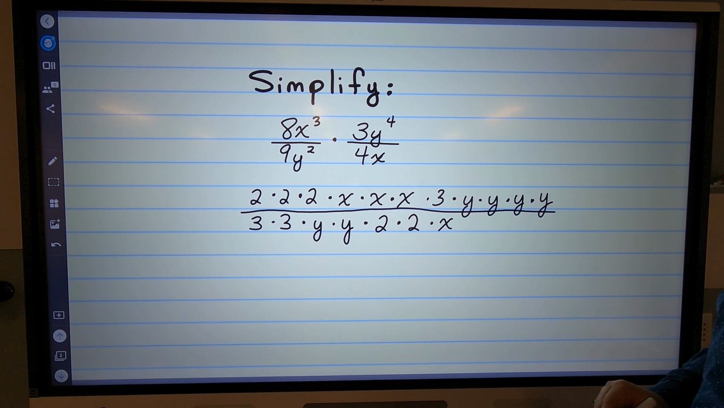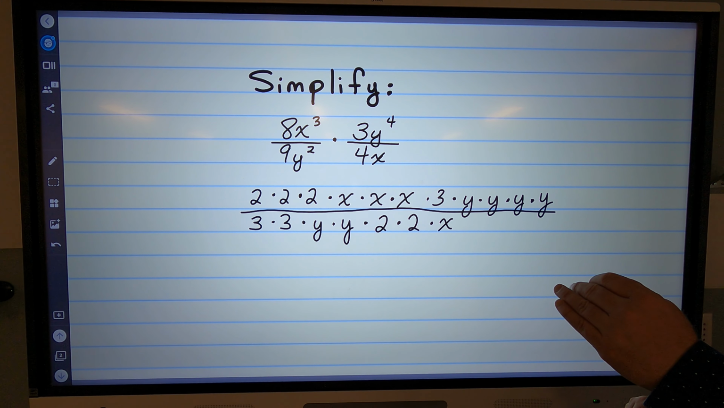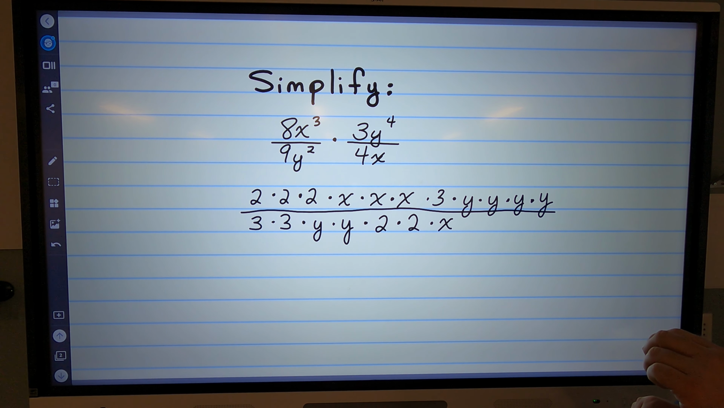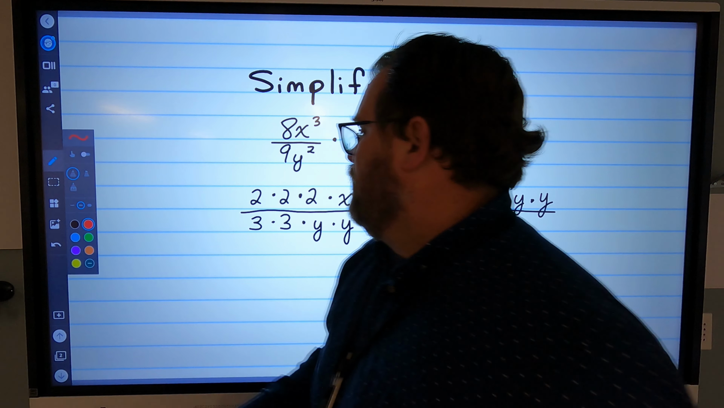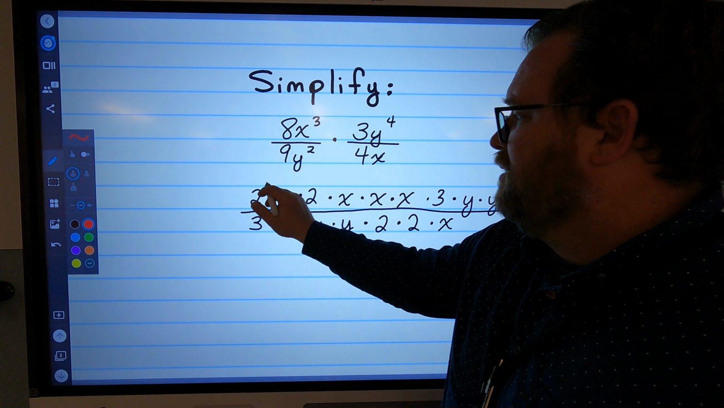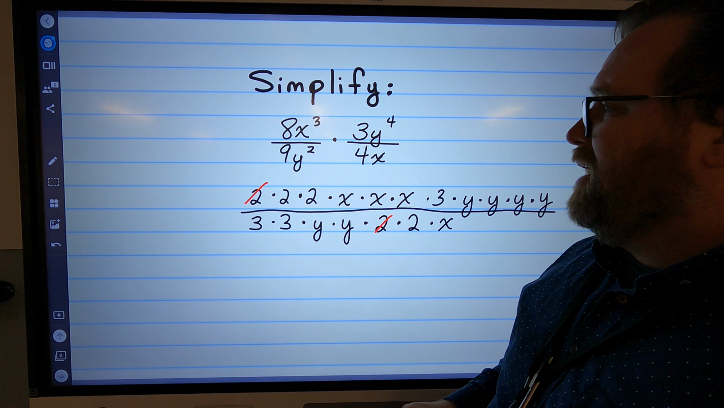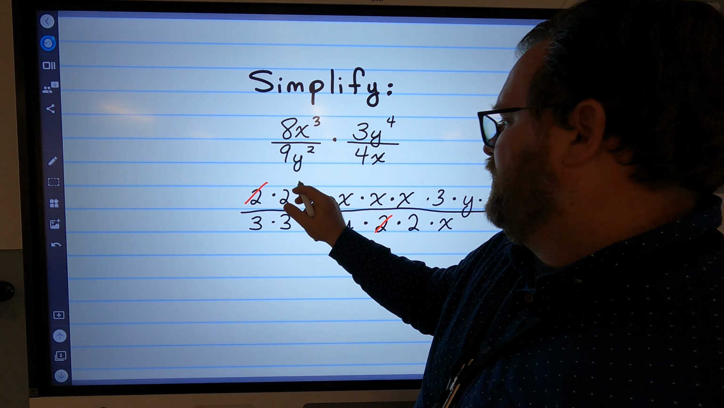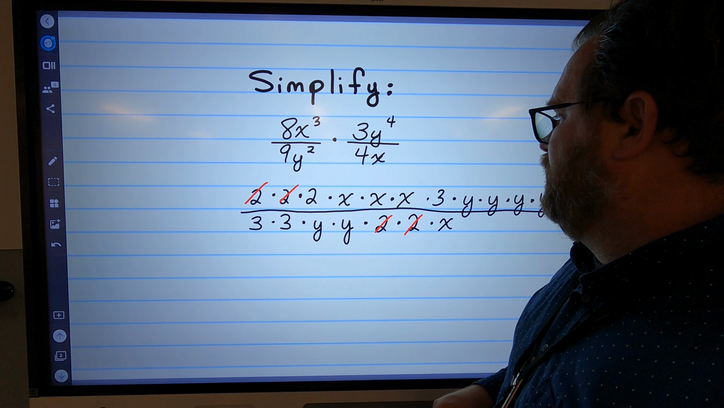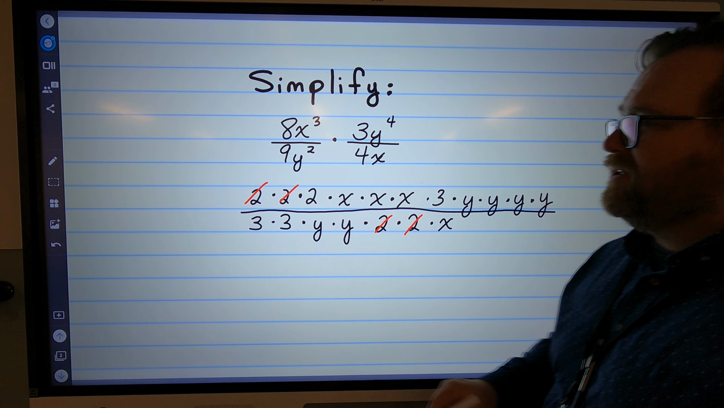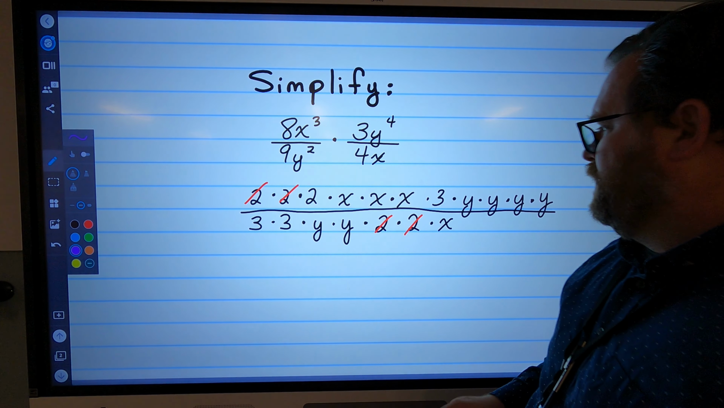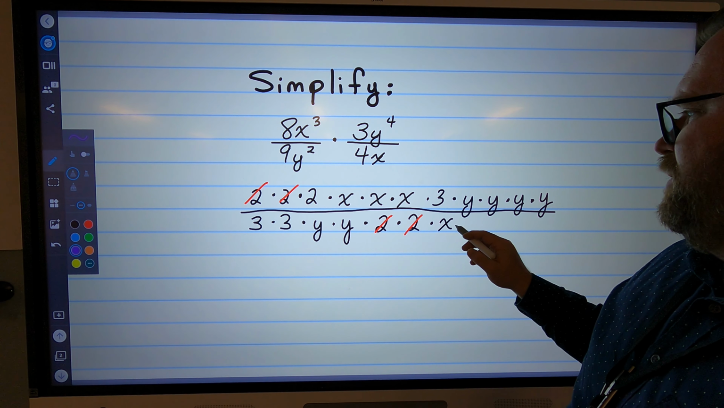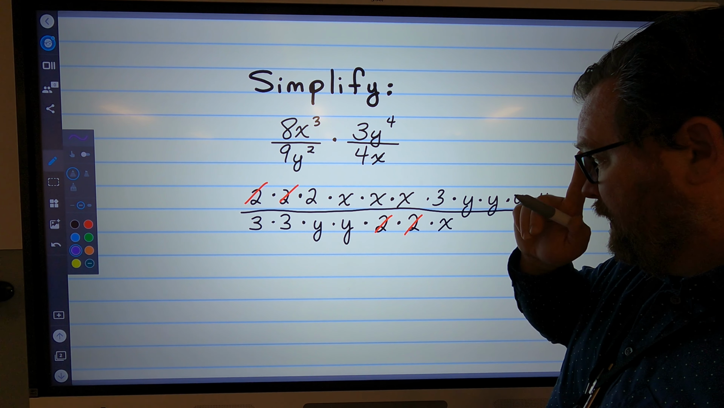Now, if we have something on both the top and the bottom, we can cancel that out, because if the same thing on the top is divided by the bottom, you just get 1. So for instance, we have a 2 here and a 2 here, so I'm just going to cancel those out. We have a 2 here and a 2 here, so I'm going to cancel those out. Let's change colors here. Let's do a purple. With this 2, we have no other 2's on the bottom, so we're going to keep this 2 on top.